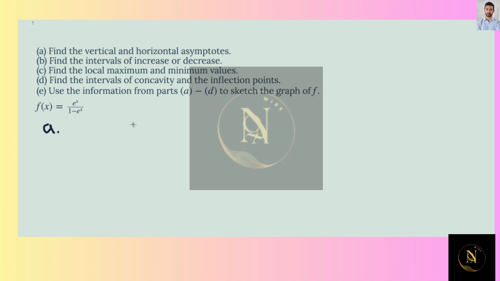Okay, so we are being asked to find the vertical and horizontal asymptote of f of x. So we are going to first try to find if there is a vertical asymptote.